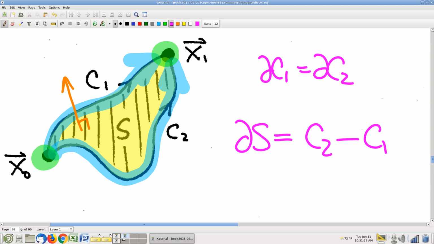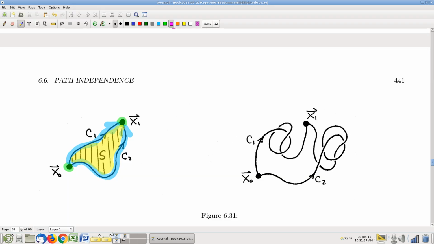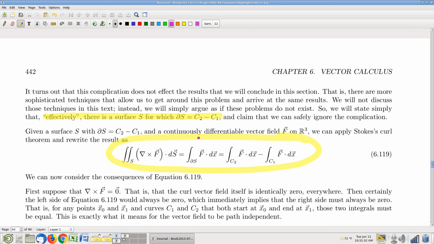Alrighty. So with that setup, I'm going to apply Stokes's curl theorem to S. And here it is.